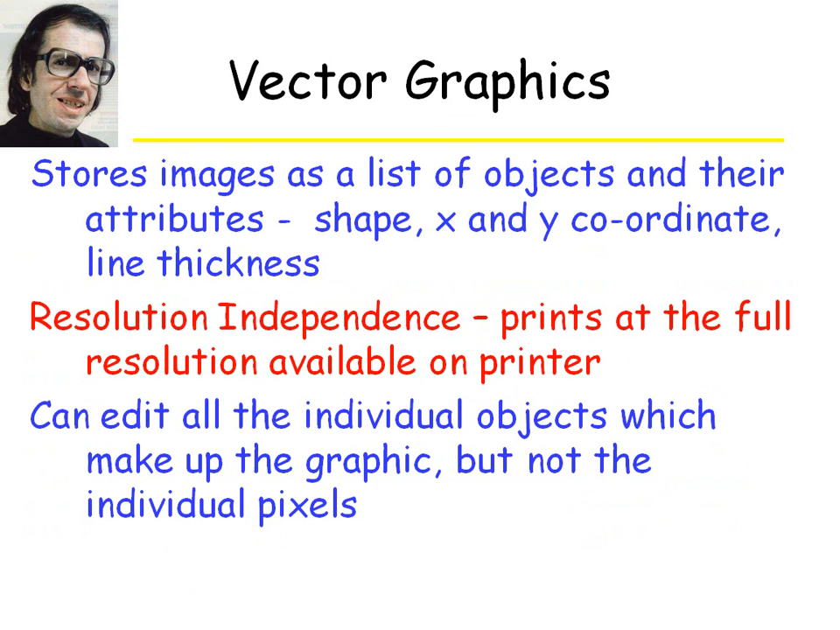Vector graphics are a bit different. It stores images as a list of objects and the attributes of these objects. For instance, it will store the shape, the colour, the fill colour, the line thickness, the X and Y coordinates of it on the screen. It's also resolution independent, which means that if the printer's got a higher resolution than you've created the image at, then it'll print at the full resolution available on the printer, and it won't look terrible like it would if you printed out a bitmap image, because it can scale up and it'll display clearly as it was created. You can edit all the individual objects, which means you can have layering, but you can't edit individual pixels.